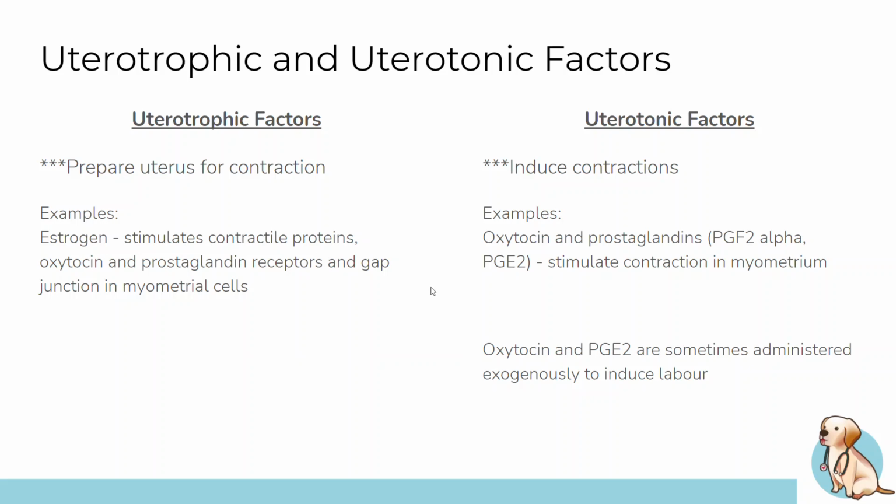We can also class them as uterotrophic and uterotonic factors. Uterotrophic factors prepare the uterus for contraction. Examples include estrogen. But uterotonic factors induce contractions. Examples are oxytocin and prostaglandins like PGF2 alpha and PGE2.